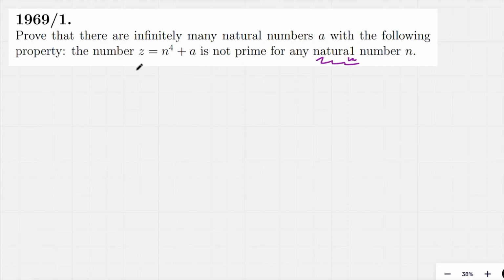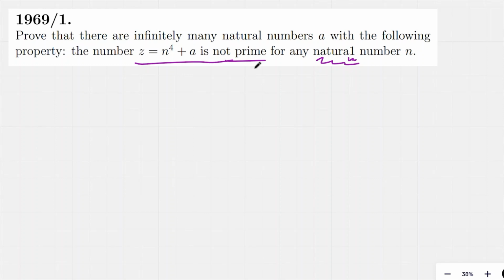So we want to show that z equals n to the 4 plus a is not prime. And the easiest way to show a number is not prime is just by showing that it's the product of two positive integers which are bigger than 1. And now remember, we don't need to show that this is true for all a, we just need to show that it's true for infinitely many values of a. So we need to choose a particular infinite class of values of a.